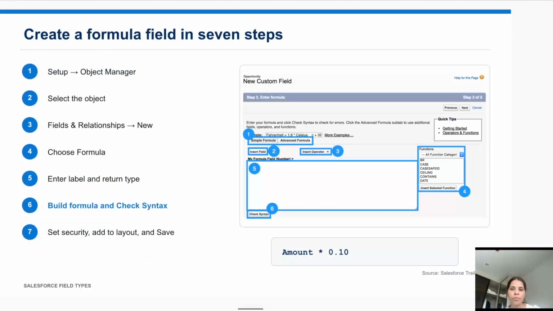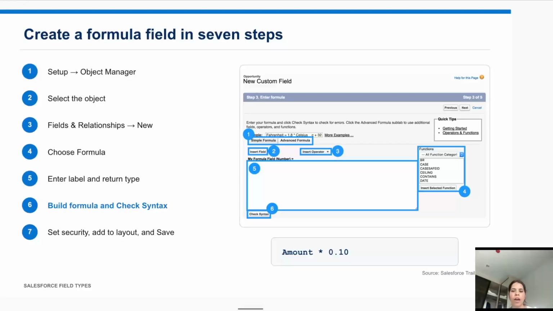Okay, so creating a formula field. Here we will understand how we create a formula field. Here are the steps we need to follow. First we go to Setup, and under Setup we have Object Manager. Under Object Manager we select the standard or custom object on which we want to create the field, and we open Fields and Relationships and click on New.